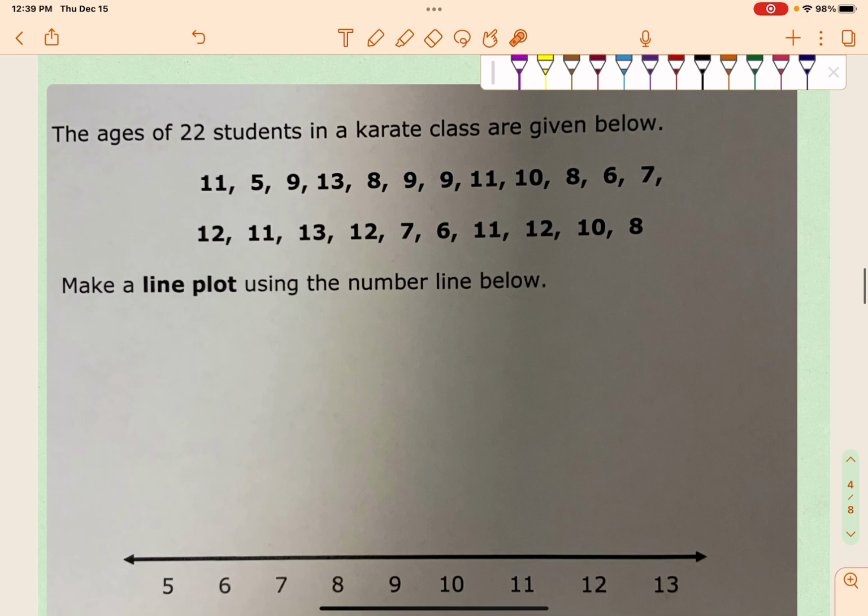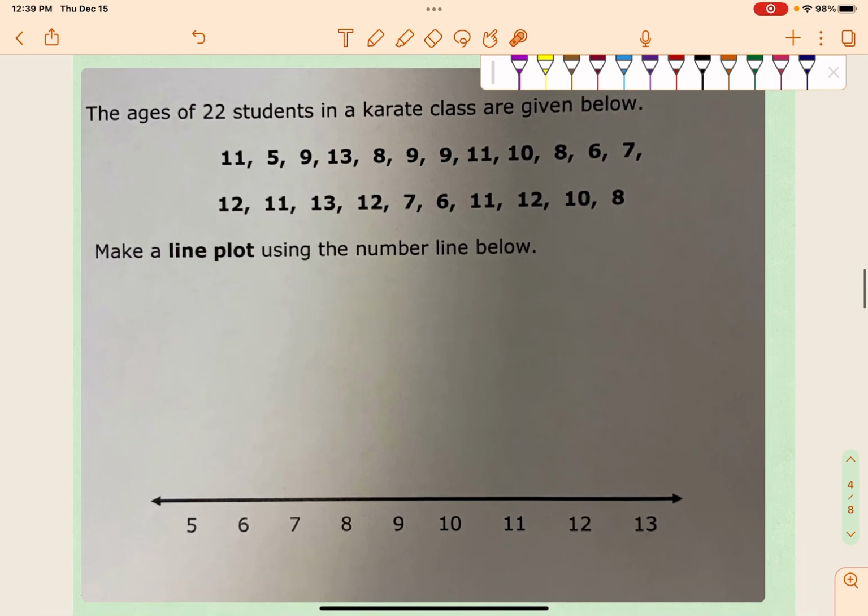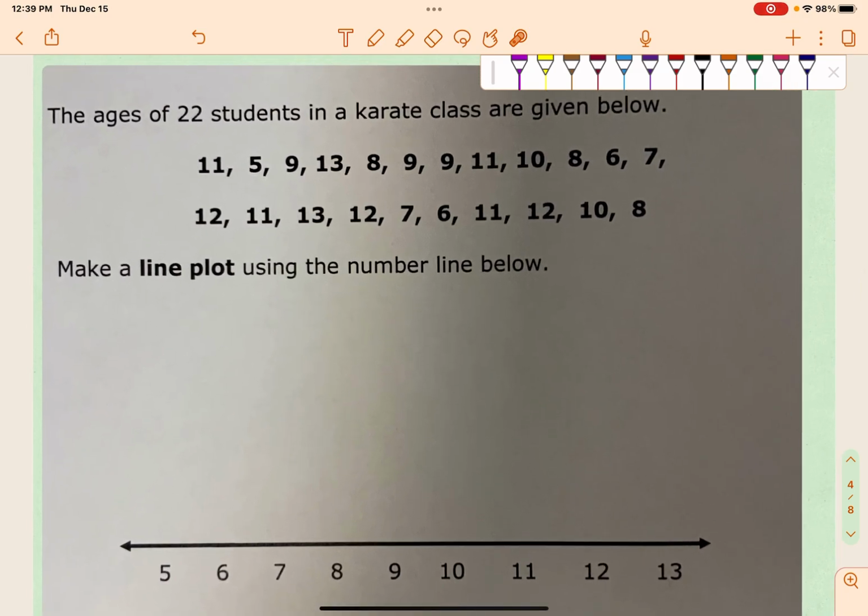So I have on here, it says that we have 22 students in a karate class. The ages are given below. So these are the ages of the 22 students. If I look, it's 11, 5, 9, and it keeps going. A couple of helpful things for you to do: if there's 22, then I know when I'm done down here, there should be 22 dots. That's a way to check yourself.